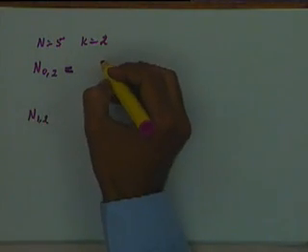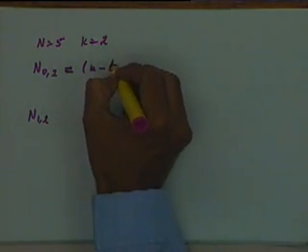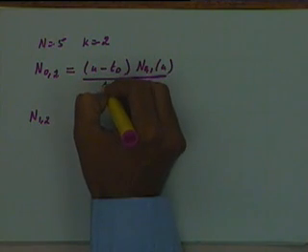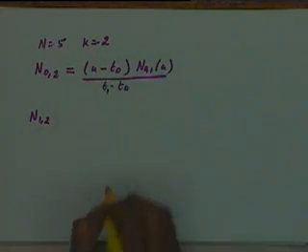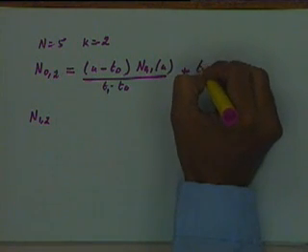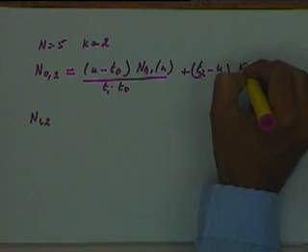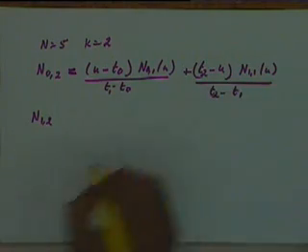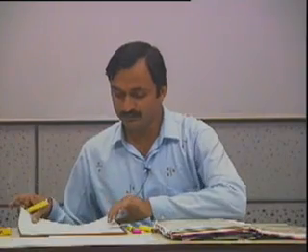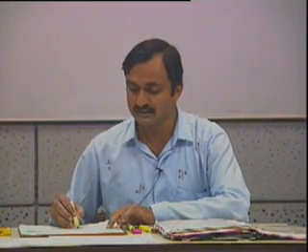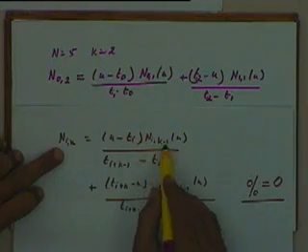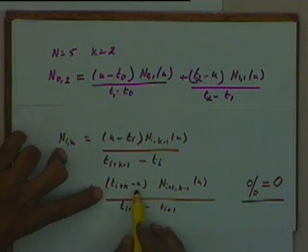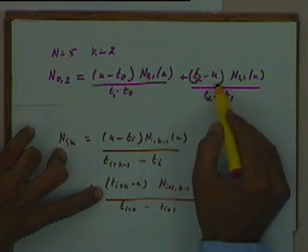So n02 would become u minus t0 multiplied by n01 of u divided by t1 minus t0, plus t2 minus u multiplied by n11 of u divided by t2 minus t1. This is directly obtained from this expression: u minus ti with i equal to 0 and ik minus 1 with i equal to 0 gives me this term, ti plus k minus u with i equal to 0 and k equal to 2 gives me this term, and so on.